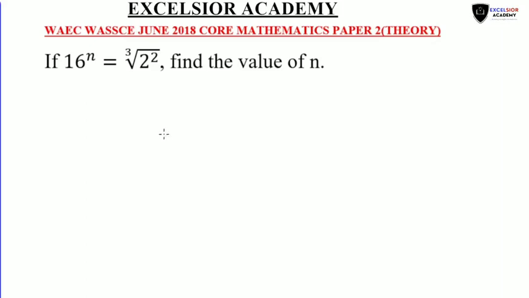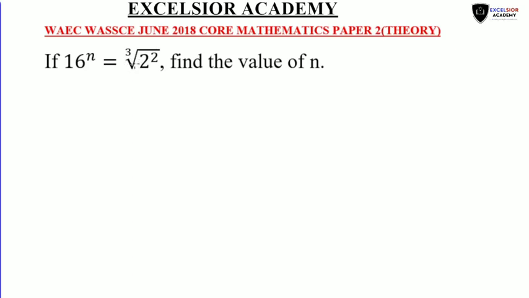Let's look at how we are going to solve this WASSCE June 2018 core mathematics question. The question says that if 16 exponent n is equals to the cube root of 2 squared, find the value of n. Now this question is under indices, precisely exponential equations. Now to solve this question, it's important to note that cube root is equivalent to the power 1 over 3.